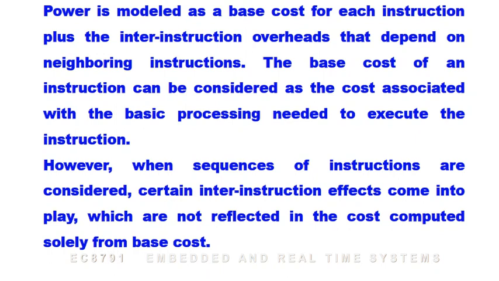Power is modeled as a base cost for each instruction plus the inter-instruction overheads that depend on neighboring instructions. The base cost of an instruction can be considered as the cost associated with the basic processing needed to execute the instruction. However, when sequences of instructions are considered, certain inter-instruction effects come into play which are not reflected in the cost computed solely from base cost.